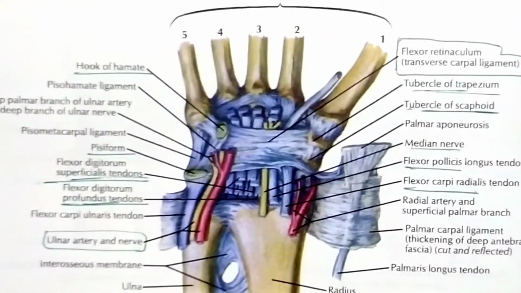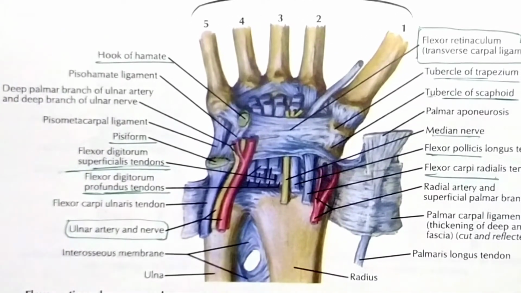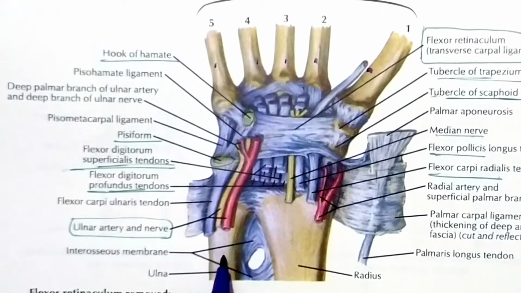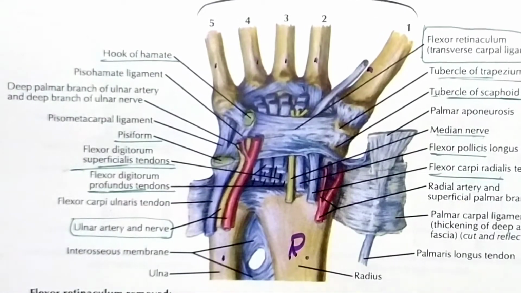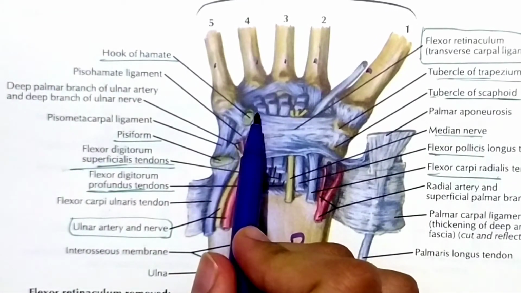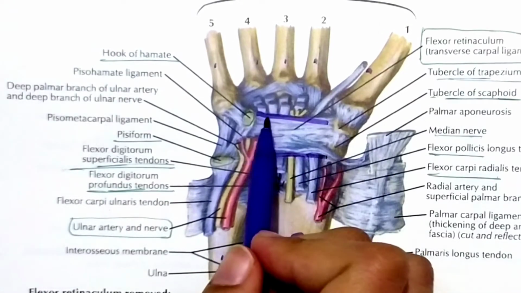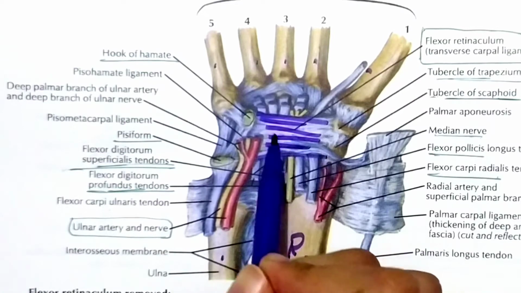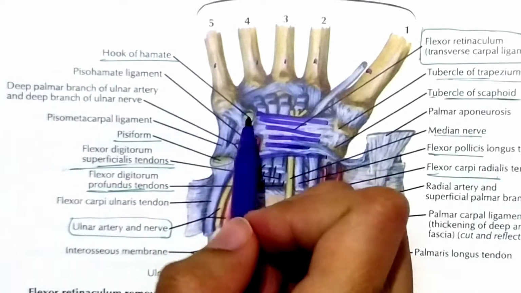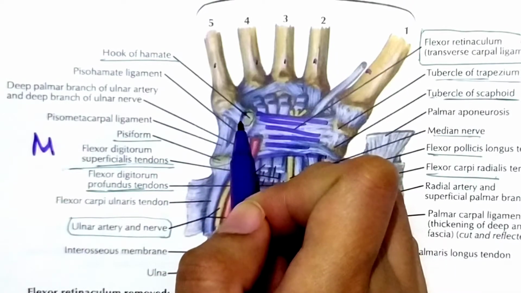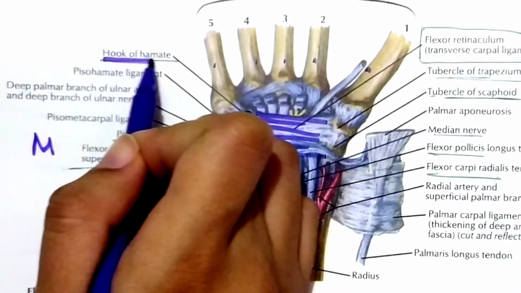Now let us see in the atlas. So these are the fingers. This is the ulna bone, this is the radius bone, and this structure here is our flexor retinaculum, okay? So this is the flexor retinaculum on the medial side. Here it is attached to the hook of hamate bone.